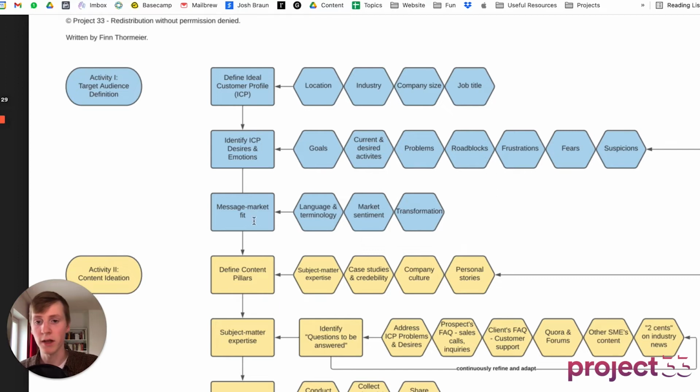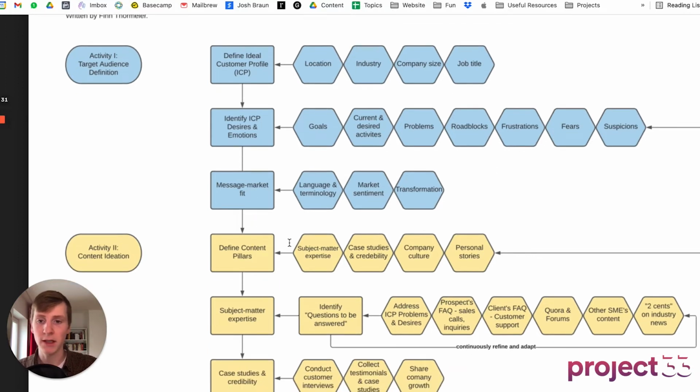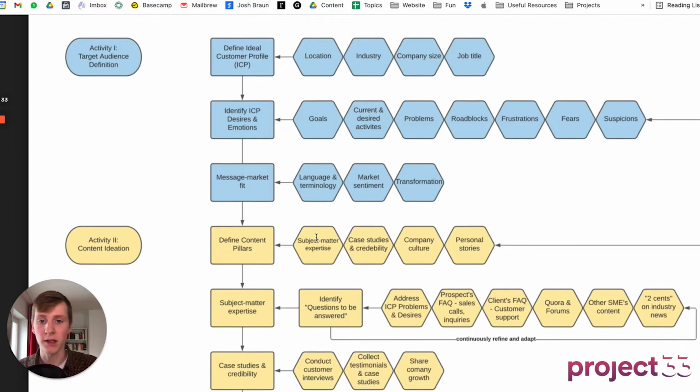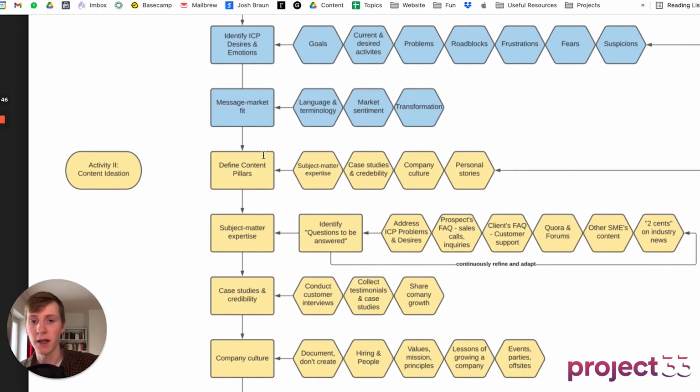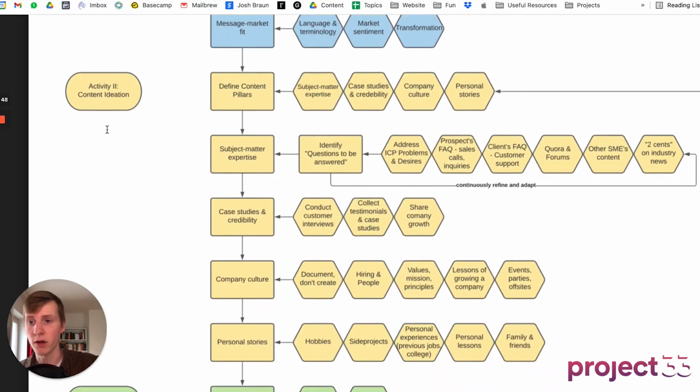Then we also define your message market fit. Basically, what this means in this context is that we understand your tone of voice. We understand the language, terminology that your customers speak so that we can speak in their language. Once that's defined, and again, that happens in the onboarding, we go into the content ideation.